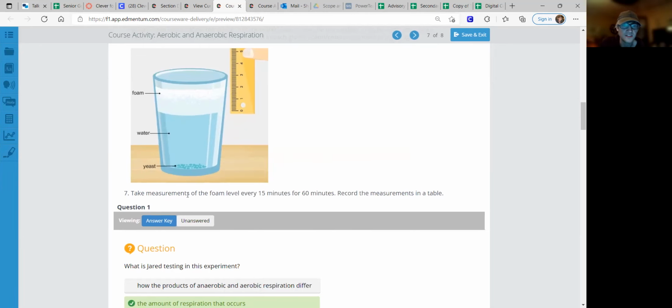We're going to take measurements of the foam level every 15 minutes for 60 minutes. So 15 minutes, take 1, 15 more minutes, that's your second one, 15 more minutes, 3, and then 15 more minutes, 4.